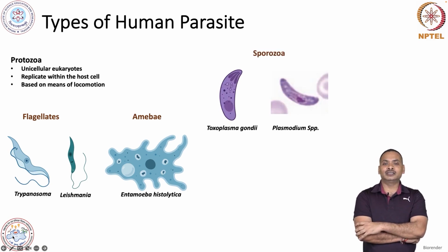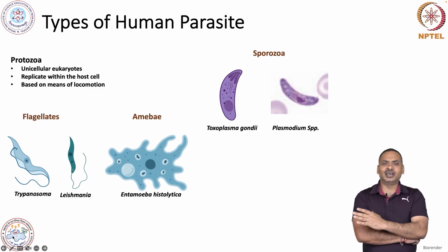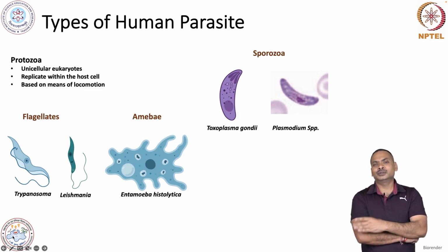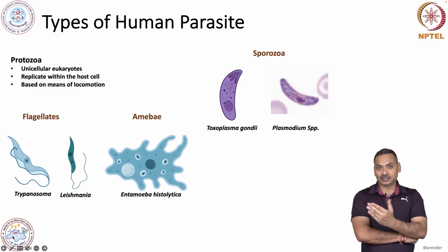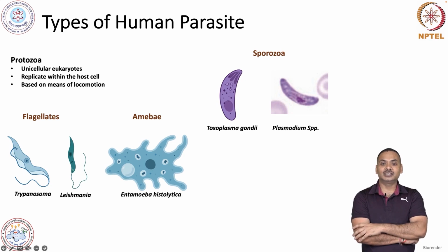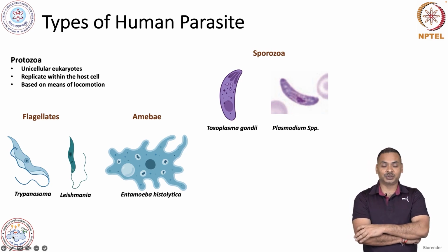Another is sporozoa. So these sporozoa don't have any flagella, they don't have pseudopodia, so they basically glide. Here you can see there are two very good examples. One is Toxoplasma gondii, which again causes disease, and Plasmodium species. There are various Plasmodium species which cause a disease in humans known as malaria.